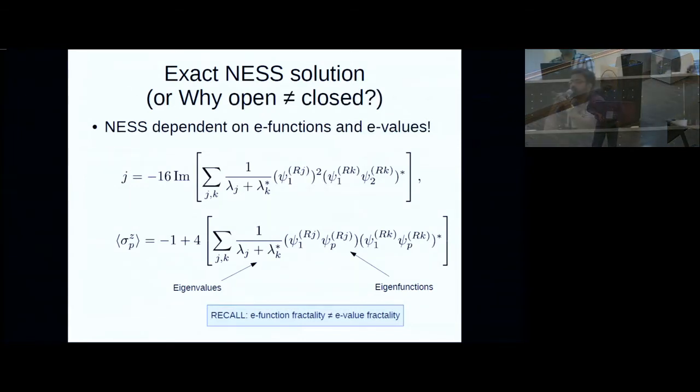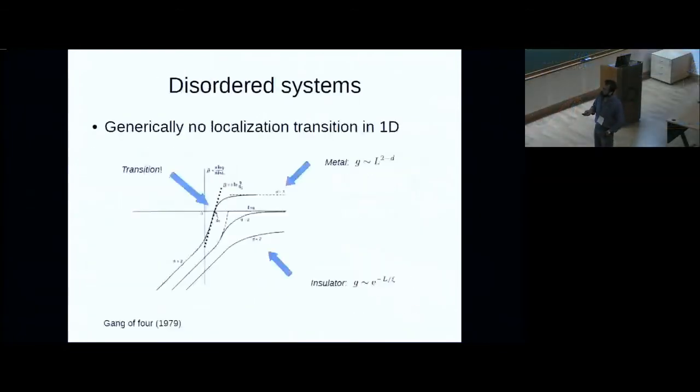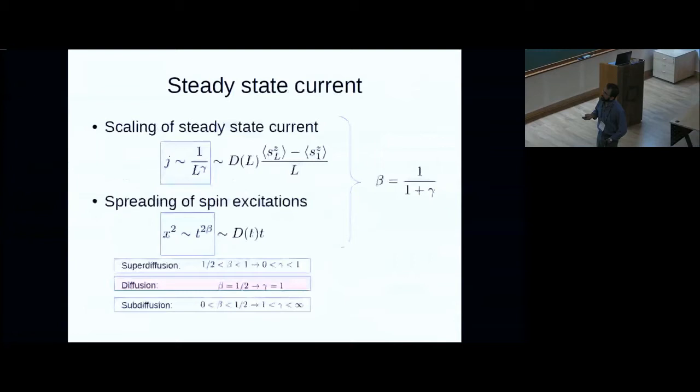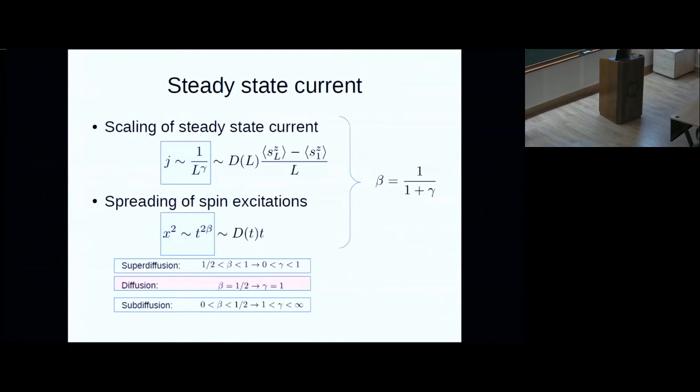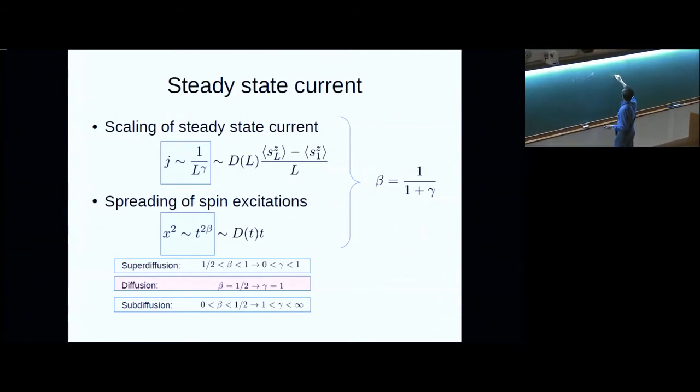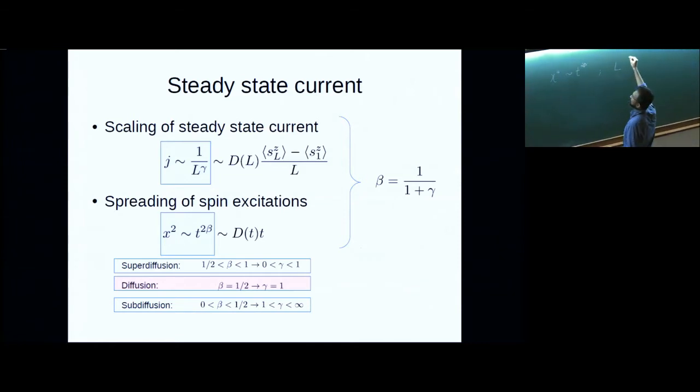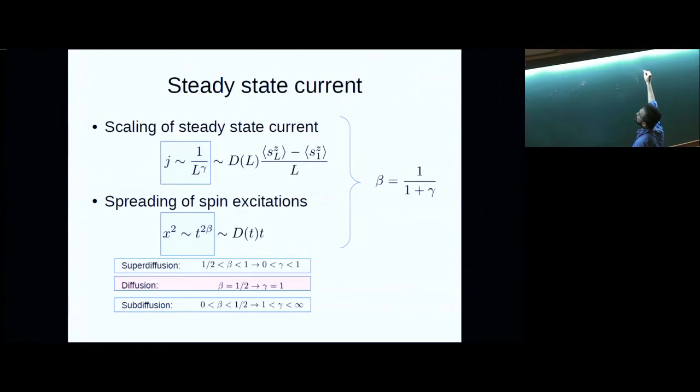Just one more question: you showed some beta equal to 1 by 1 plus gamma. Can you justify that expression somehow? Sure. So if you have particle spreading, x squared goes as t to the 2 beta. You can imagine L is t to the beta, which means t is roughly L to the 1 by beta. So this is for particle spreading.